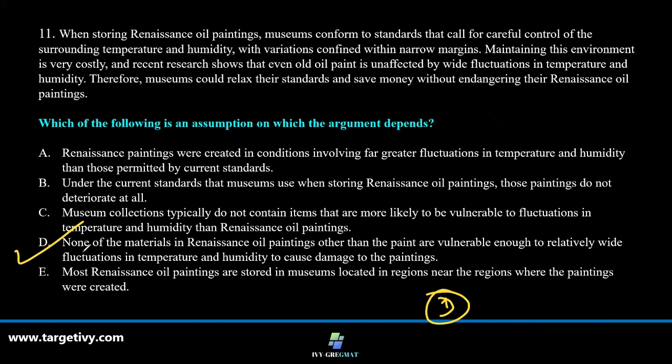Let's look at the other options also for our benefit. Renaissance oil paintings are created in conditions involving far greater fluctuations in temperature and humidity than those permitted in current standards. While they were created, I am least interested in that. Whether they will survive or not, that's more important. Option B: under the current standards that museums use when storing Renaissance oil paintings, those paintings do not deteriorate at all. This is challenging the facts.